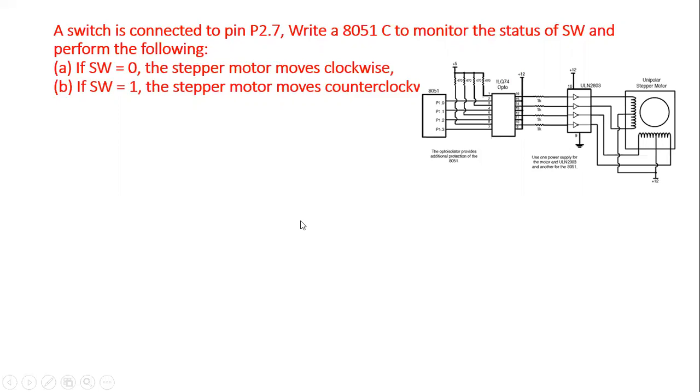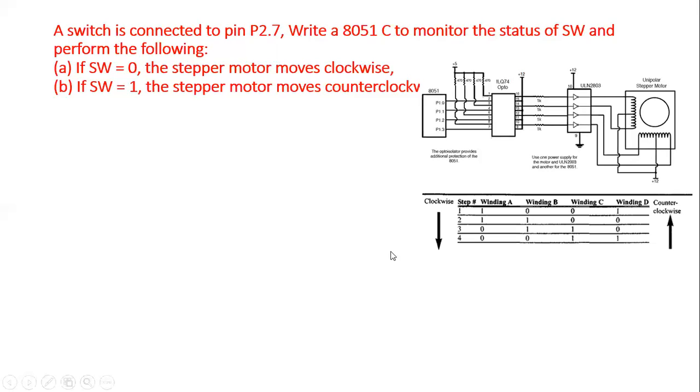Now is it enough for us to start? No, we still need one more piece of information. That is the sequence diagram. The sequence information gives us the sequence that we have to follow, and in what order we have to give it. In a clockwise direction we go from 1 2 3 4, whereas for anti-clockwise rotation we go from 4 3 2 1.